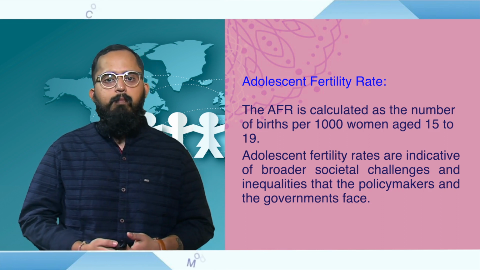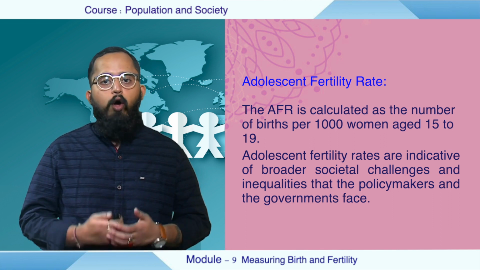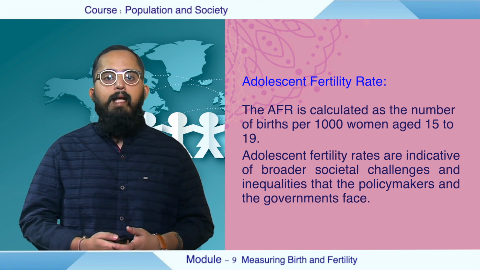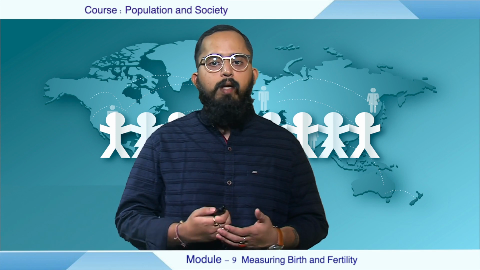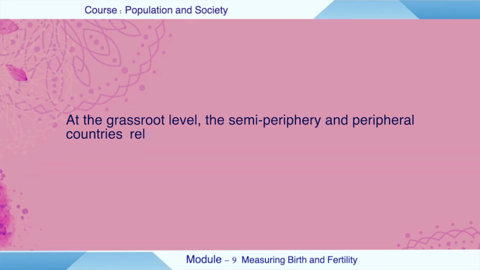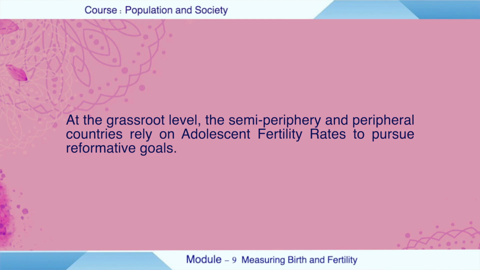The adolescent fertility rates are indicative of broader societal challenges and inequalities that the policymakers and the governments face. Addressing these rates requires a multifaceted approach, combining educational, healthcare, and policy intervention. At the grassroots level, the semi-periphery and peripheral countries rely on AFR to pursue reformative goals.